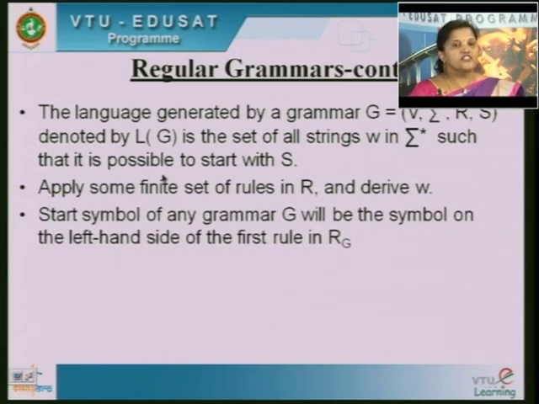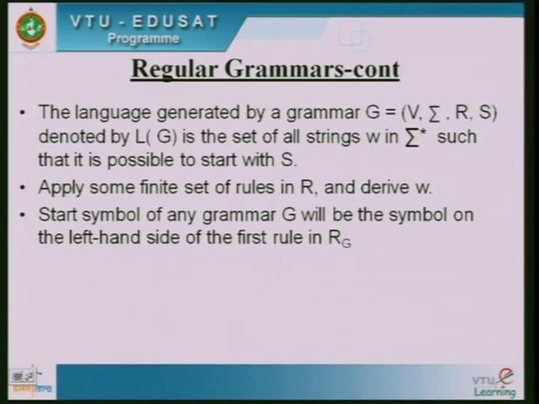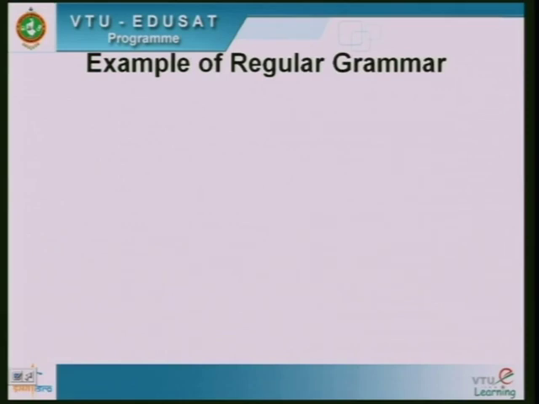How do you derive the string? You should start with the start symbol and then go on applying the rules. The start symbol of any grammar will be the symbol on the left hand side of the first rule in R. So, R contains the set of rules. Let us see one example of a regular grammar.